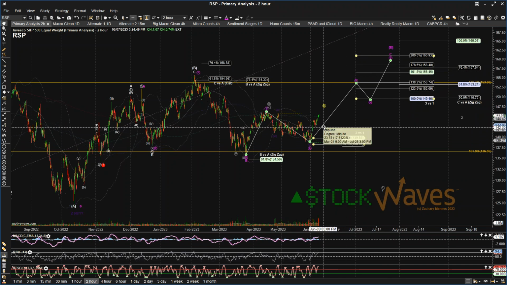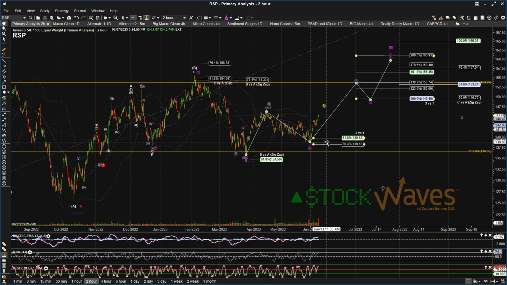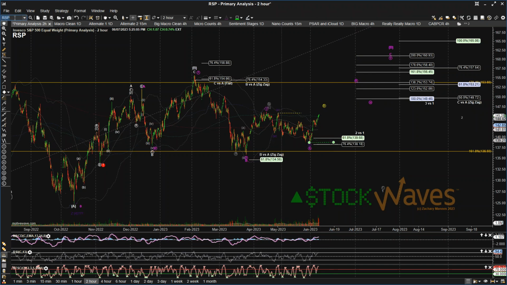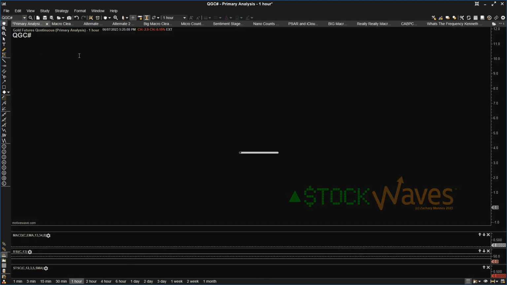A lot of that hinges on holding corrective support right now, probably in the 142 region. Below that, there's increased risk that it's going to break this 138.80 low. And if that 138.80 low breaks, buckle up. All right, now let's move on to the metals.